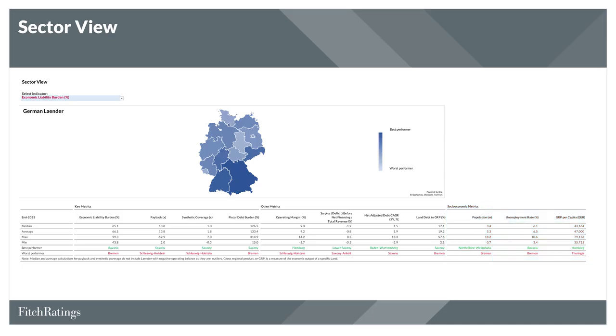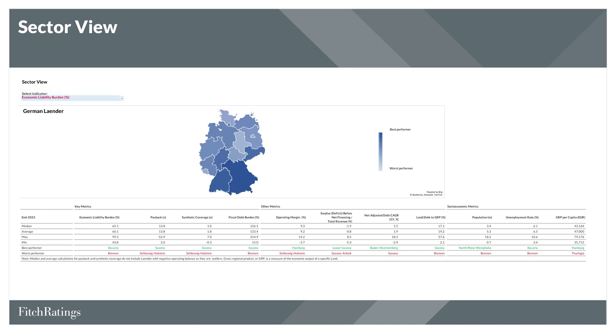In the graph, the states are shown with different blue colors, and the darker the color is, the better the performance. For instance, economic liability burden is showing Bavaria as the best performer. The user is free to choose among these ratios from the drop-down menu.